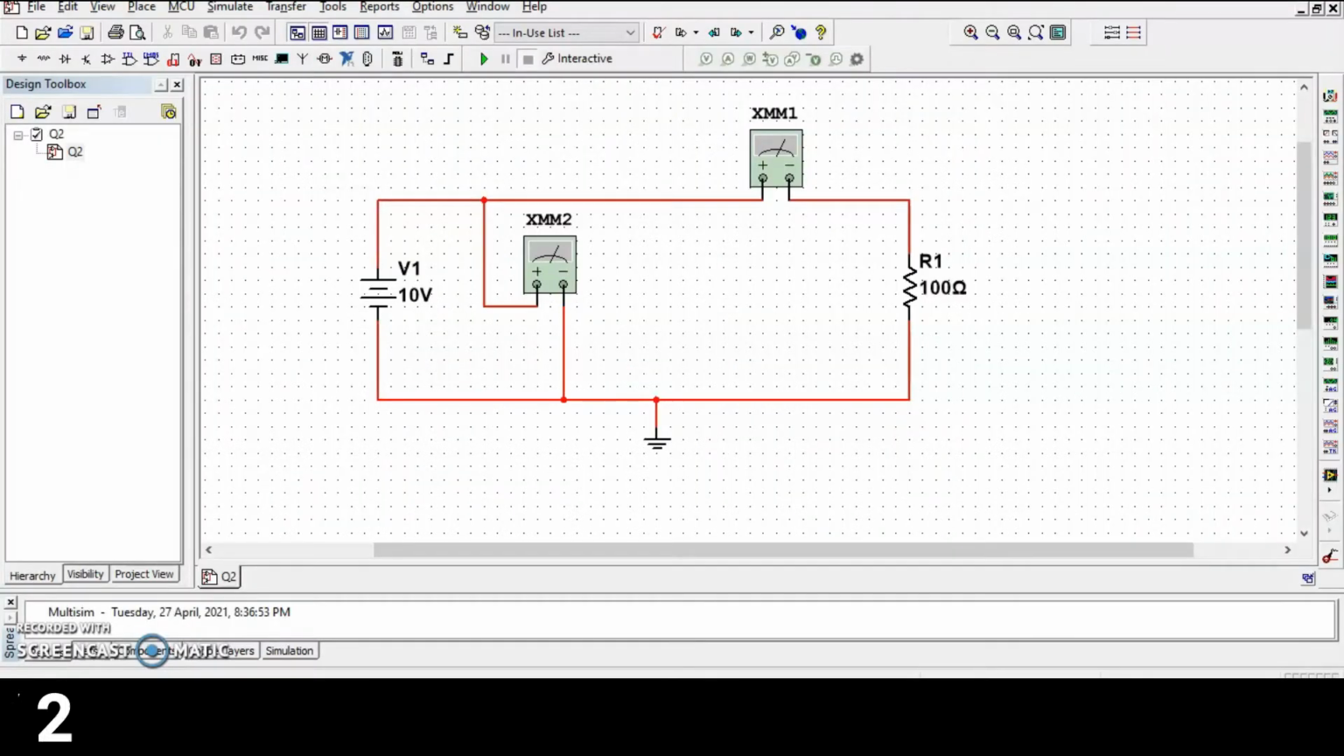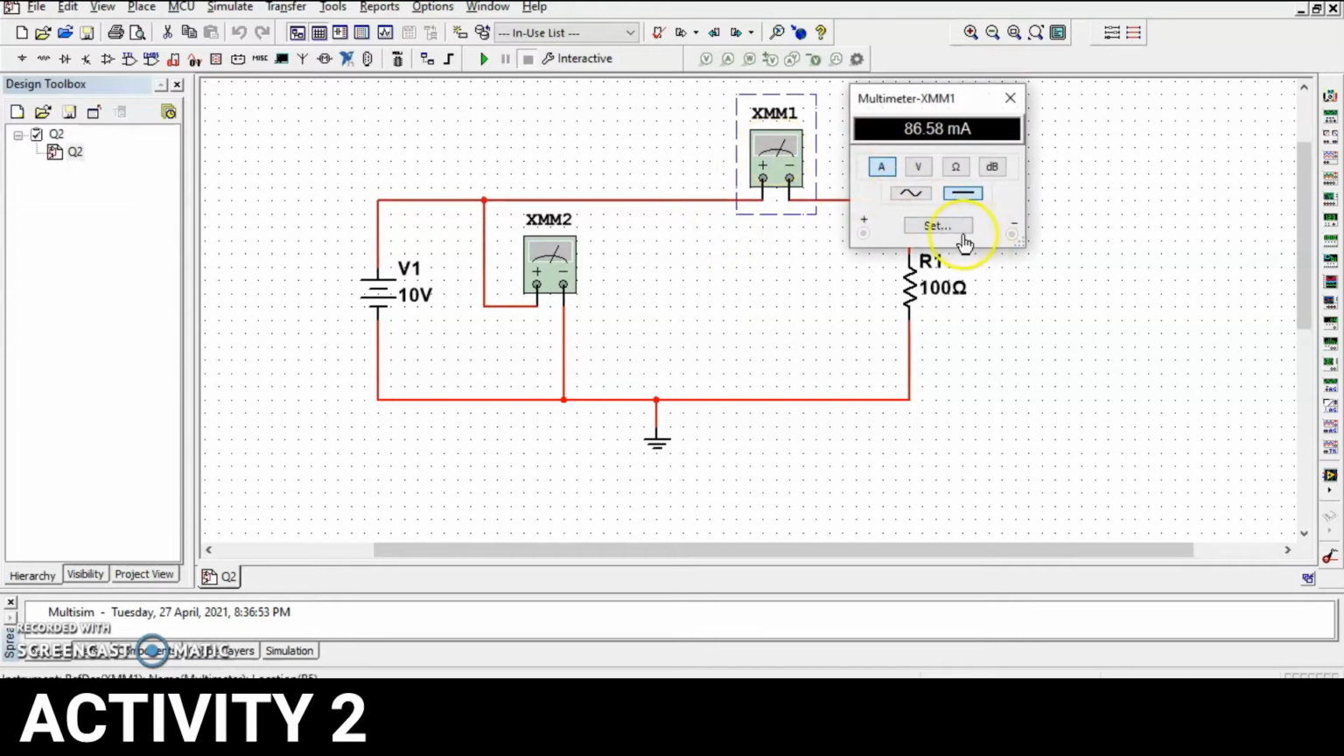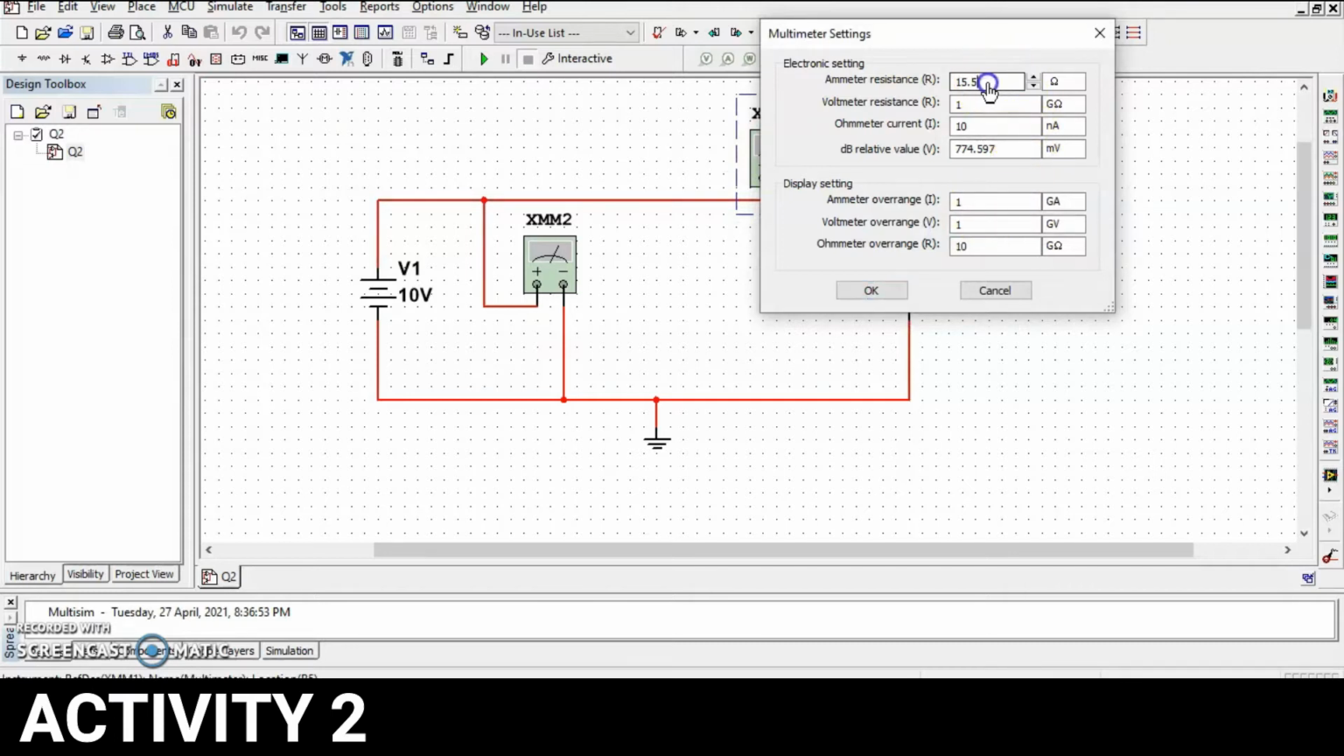Next, for exercise 1A, activity 2, here we have a voltage source of 10 volt, and here we have a resistor with a 100 ohm resistance, and also we have ground here. And then we connect the multimeter here for the ammeter, and the multimeter here for the voltmeter. The question asks you to set the value of internal resistance of the ammeter to 15.5 ohm. So we open here and set the value of ammeter resistance to 15.5 ohms.